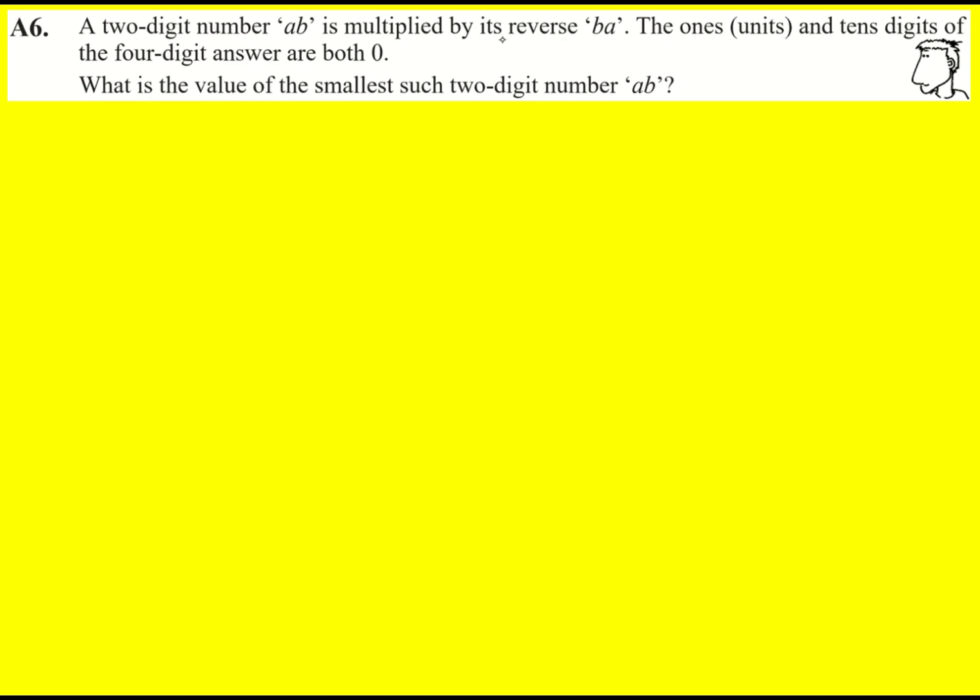A two-digit number is multiplied by its reverse, and the units and tens digits are both 0. What's the value of the smallest such two-digit integer?